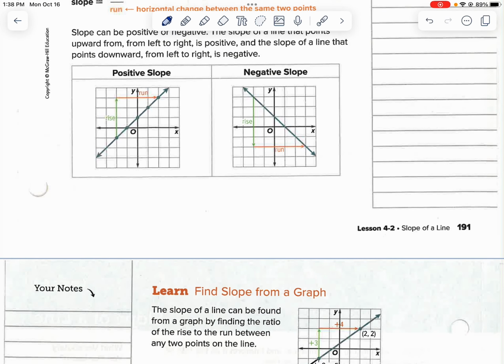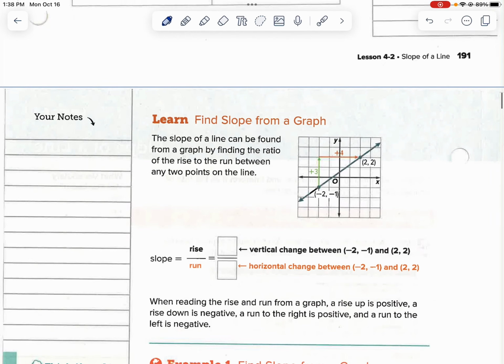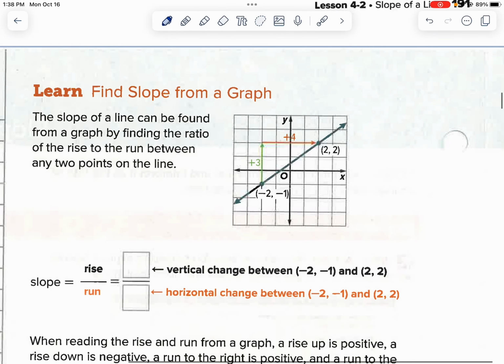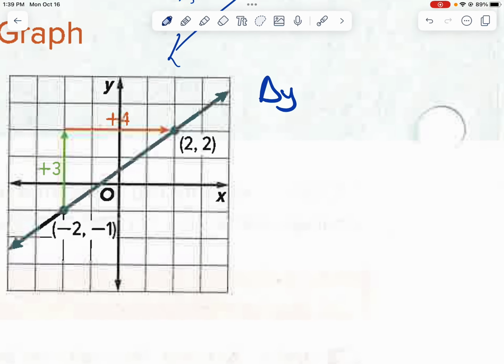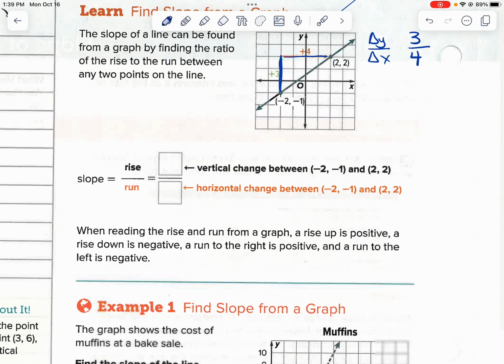Okay? When it's positive, it looks like this. When it's negative, it looks like that. So without doing anything, is this positive or negative? Well, if I look at it, it's going uphill. So that means it is a positive slope. And then, just like we did last time, the change in y over the change in x. So how tall is it? It's 3 tall. How far over is it? 4. So my slope is 3 over 4. Okay.